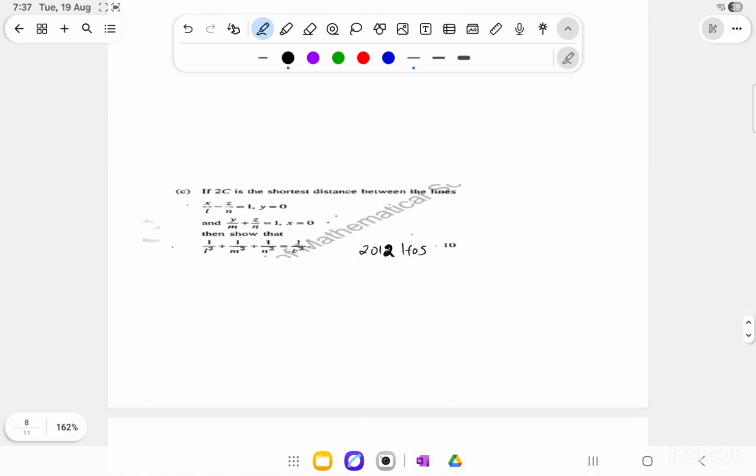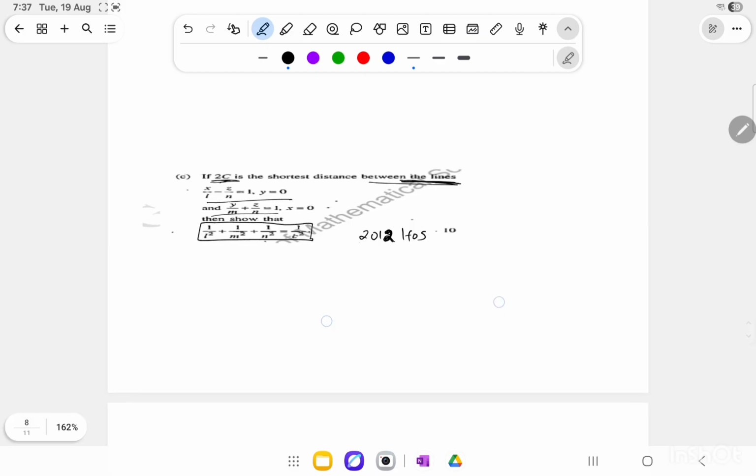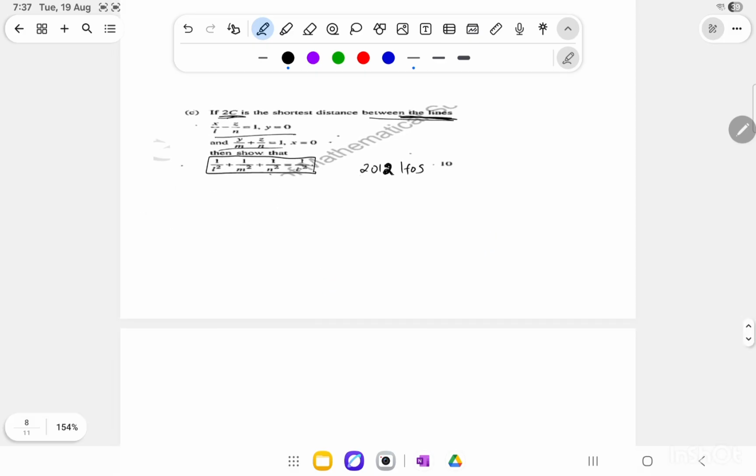So let's move on to the next question. The next question says that if 2c is the shortest distance between the lines, then show that relation. We're supposed to prove this relation. So they have given us two lines.